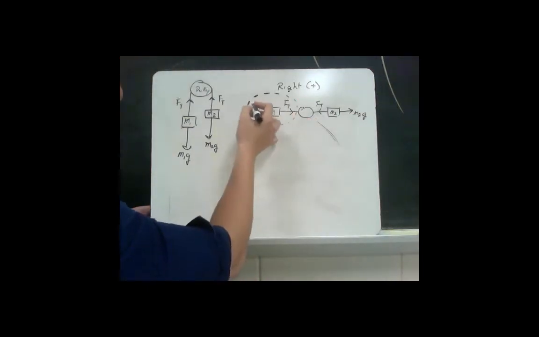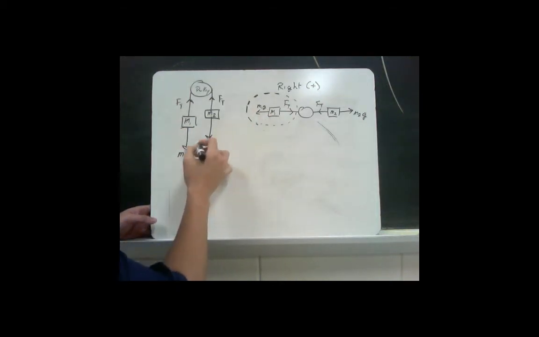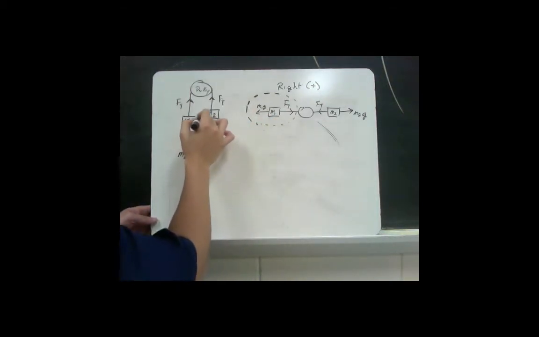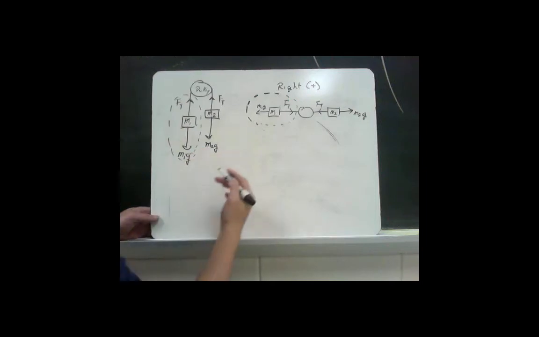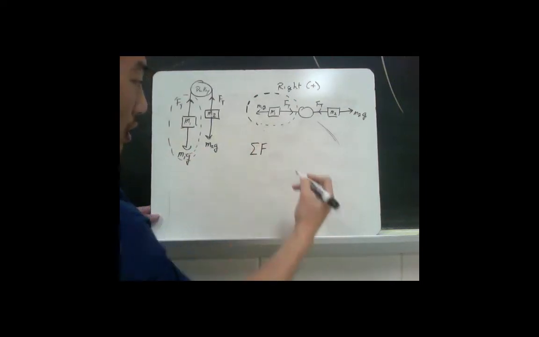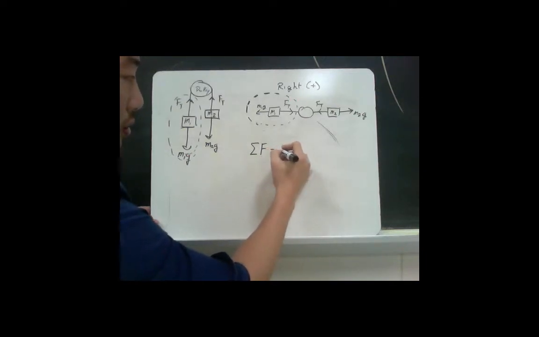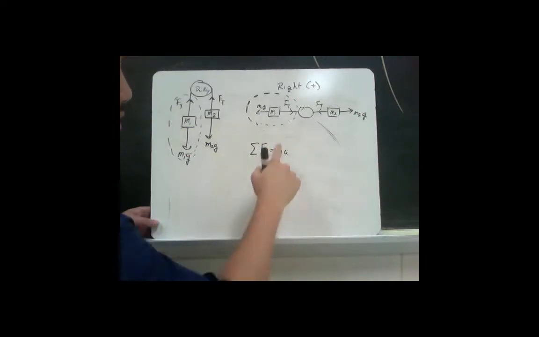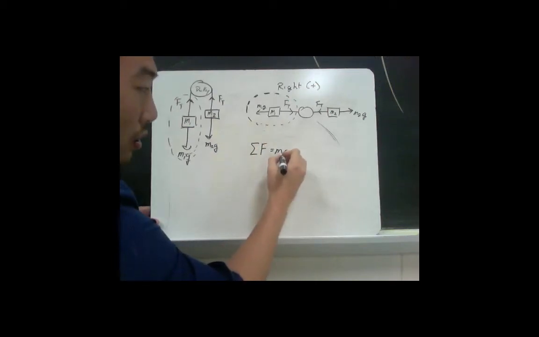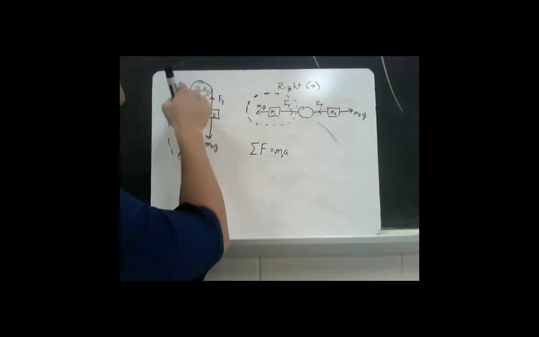Okay, so I put a dotted line around this to make things easier. I'm going to put the same dotted line around this as well. Okay, that's my new system. So if I'm going to write a net force equation for my new system, it'll be the sum of the forces is equal to mass times acceleration. And this time we're only going to put one mass, m1, because that's our new system that we're looking at.